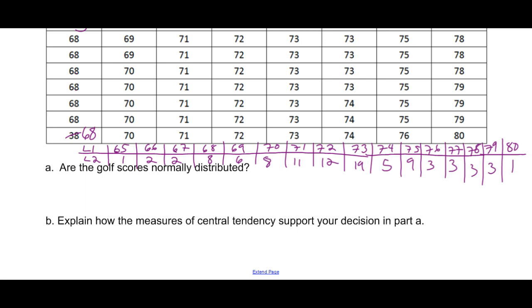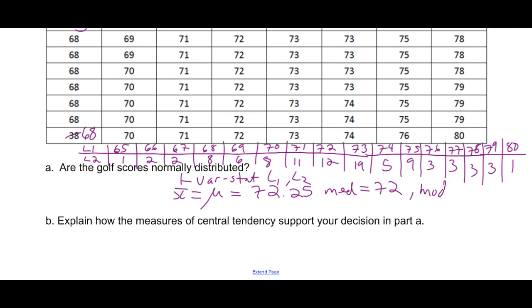Okay. Anyways, let's pretend that we did this, and here are the answers that we would have gotten. 1-Var Stats L1, L2. X-bar, which is the mean, is 72.25. The median is 72. The mode, which comes from the table here, is 73. Standard deviation is 3.14.